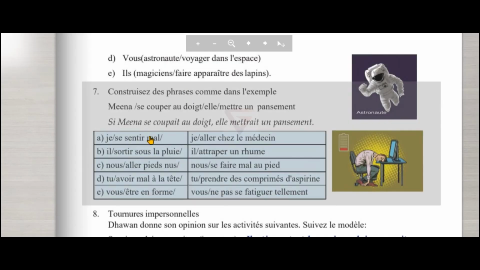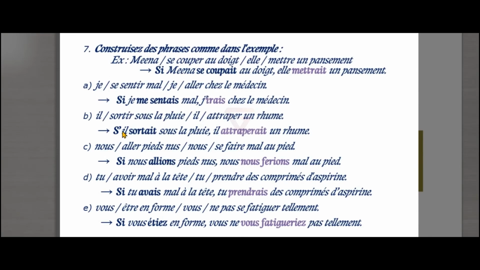So here, this coupe is in the imparfait form, and this RE verb, mettre here, is in the conditional form. So it's a RE verb, so I'm cutting the E, adding the AIT. This one, coupe, is in the imparfait. So similarly, for each of the sentences here, you're going to follow the example, all right?